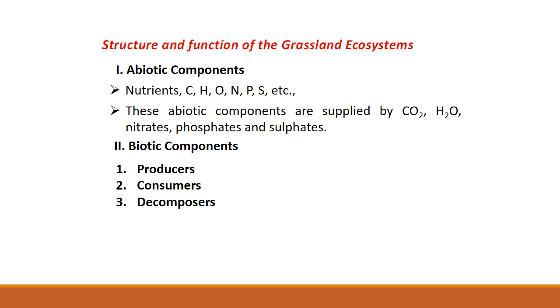After studying the types of grassland ecosystem, next we will discuss the structure and function of grassland ecosystem. In ecosystem there are two components, abiotic component and biotic components. Abiotic components is also known as environmental components. They are classified into three groups: physical environment or climatic factors such as light, temperature, soil.